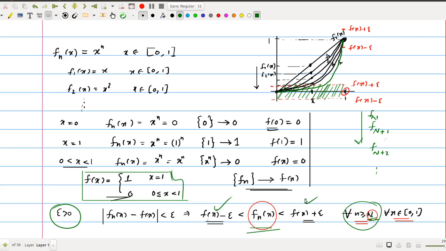Okay, next class we will discuss the Cauchy criterion for uniform convergence and some characterizations of uniform convergence. After that we will discuss the connection between uniform convergence and continuity, uniform convergence and differentiation, and so on.